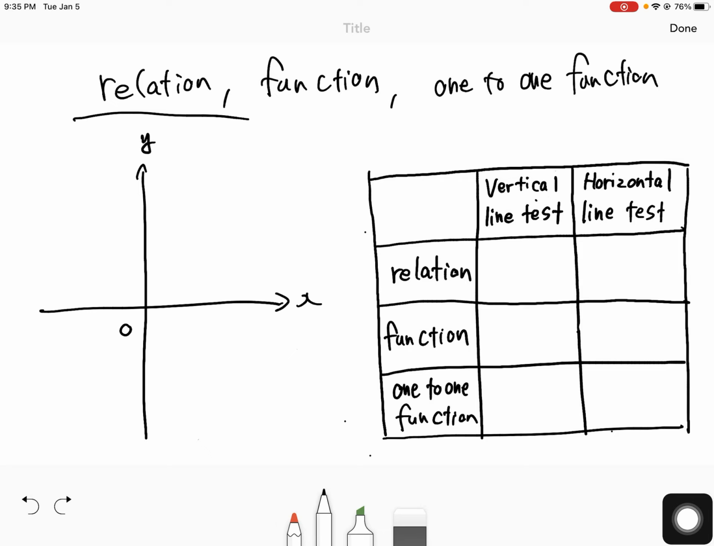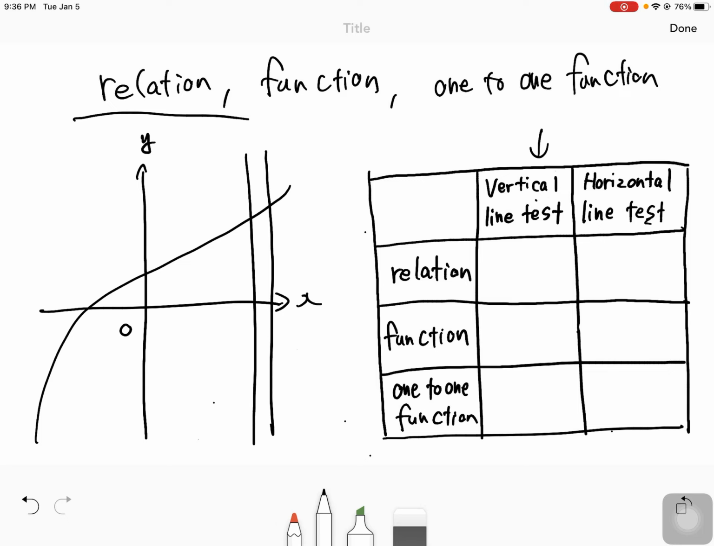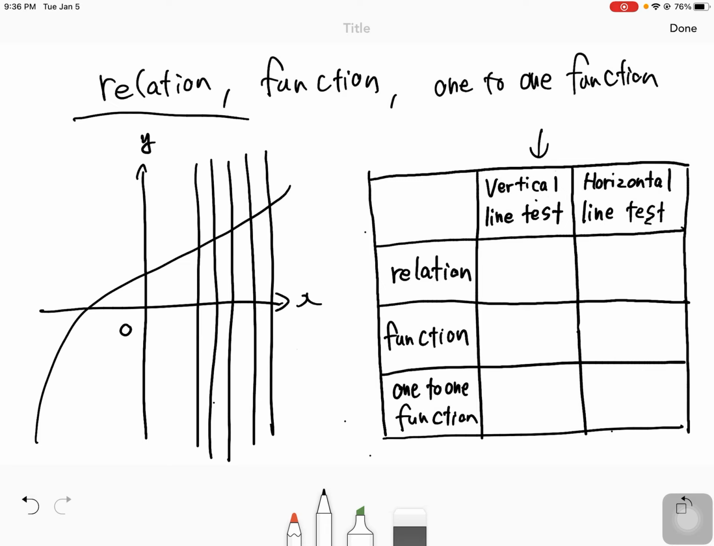To find it easier, I would use this table. We do the vertical line test and the horizontal line test. What are they? The vertical line test is you just sketch as many vertical lines as possible. Then you see if each line crosses the graph at only one point, like this. If all lines cross at no more than one point, it means the graph passed the vertical line test. So for a function, it has to pass the vertical line test, but it doesn't need to pass the horizontal line test, because y values can have as many x values as possible.